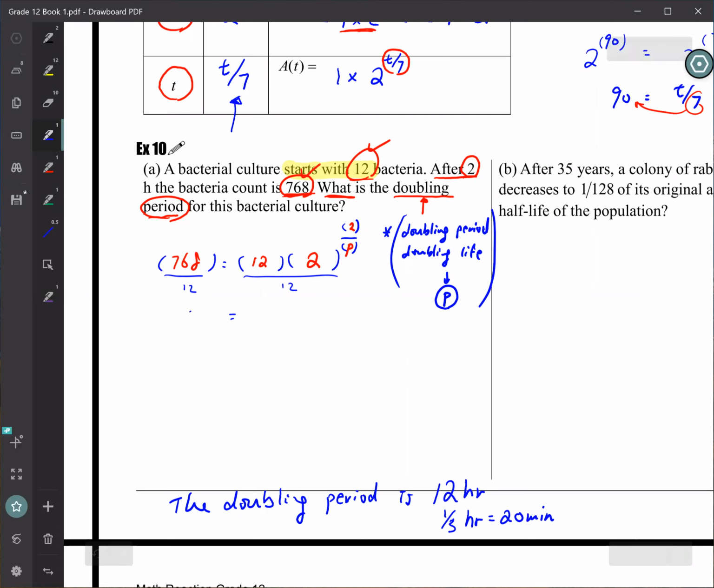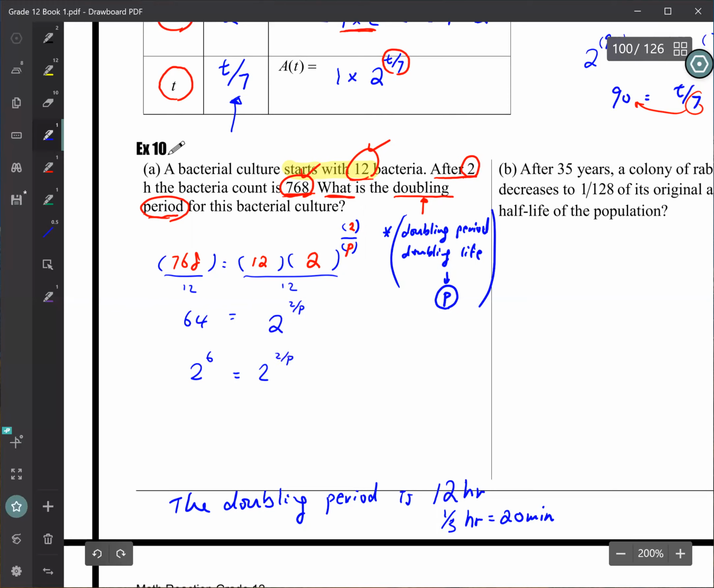64, okay? And then the right side will be 2 to the 2 over p, right? Is that what you got? Yeah, okay. What's your next step then? Change 64 to 2 to the power of 6. 2 to the 6, yeah, that sounds about right. Okay, and then 2 over p.